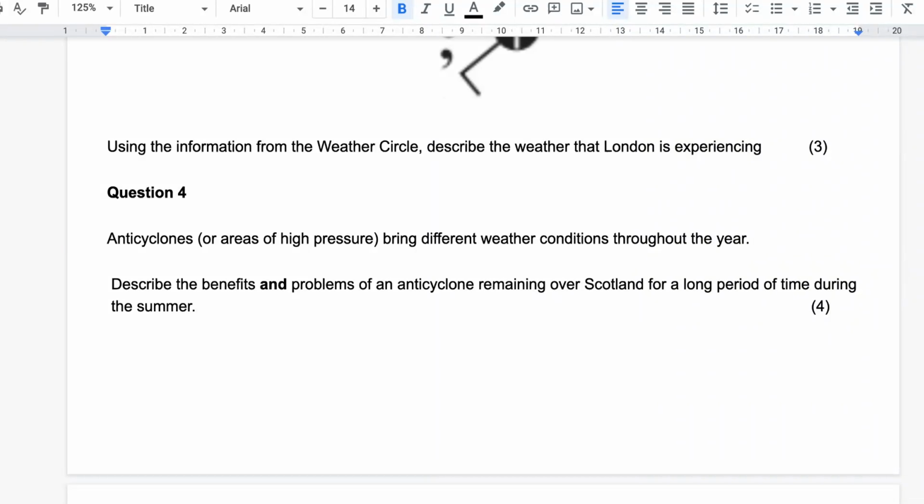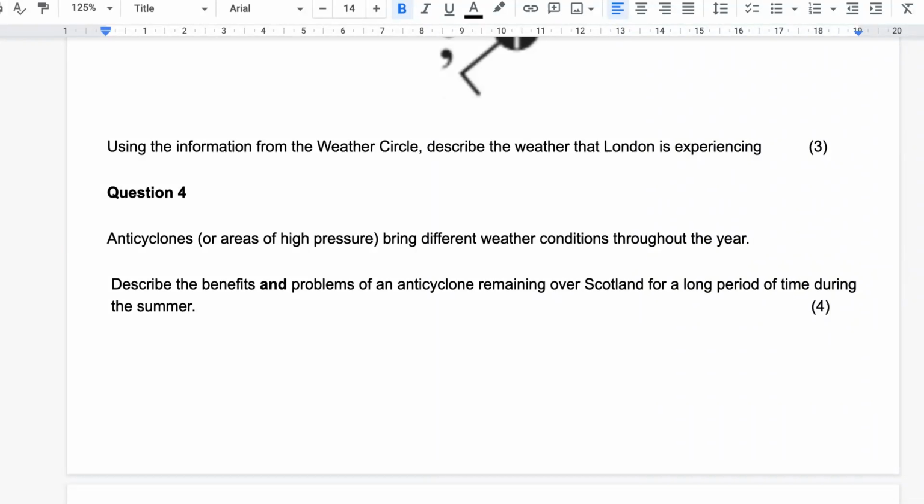Rainfall tends to be linked to low pressure weather systems. So we're going to get very little rain or none for a long period of time. So any points you make that relate to very dry periods over a long period of time are going to get you marks.